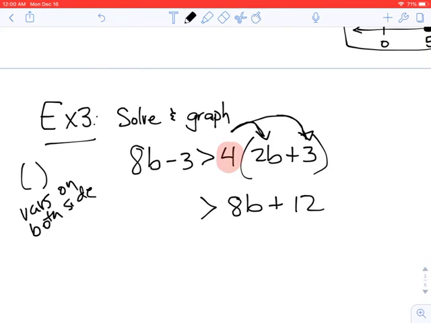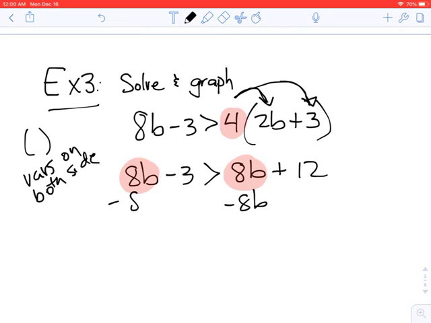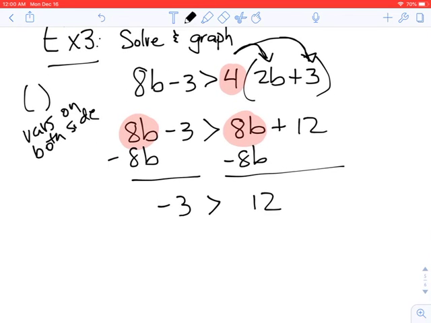The next thing we'll do is collect our b's together. So we have an 8b and an 8b. So I'm going to cancel one of them. But this time when I cancel one of them, both of them end up canceling, which is kind of weird and it makes us nervous. But we're just going to write down what's left on both sides of the equation.